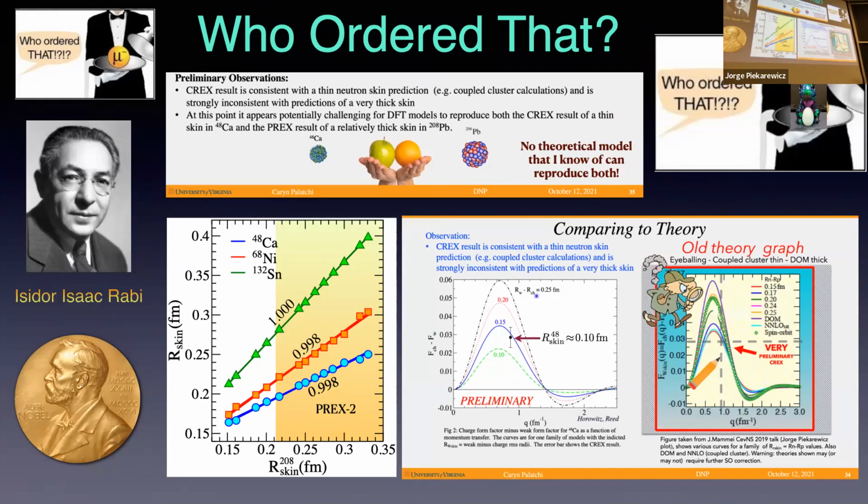I told you about the PREX experiment, which is trying to understand how big is this neutron skin in lead. This experiment was followed by CREX. So instead of the P, now we have a C. So the experiment was done in calcium-48.